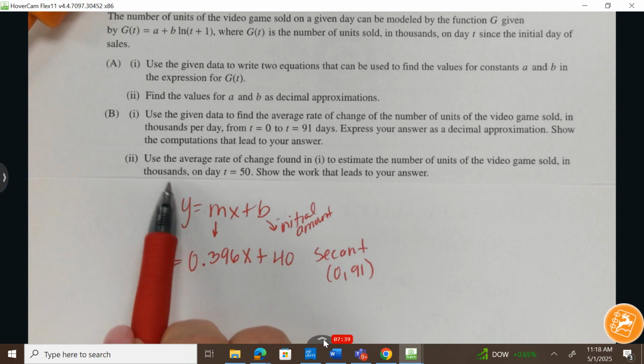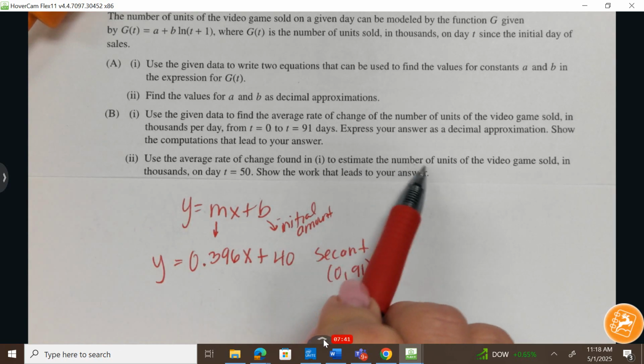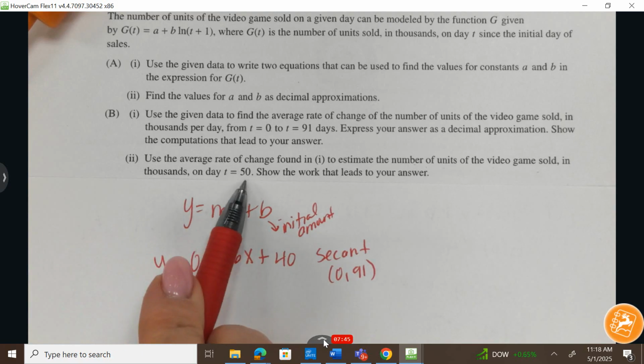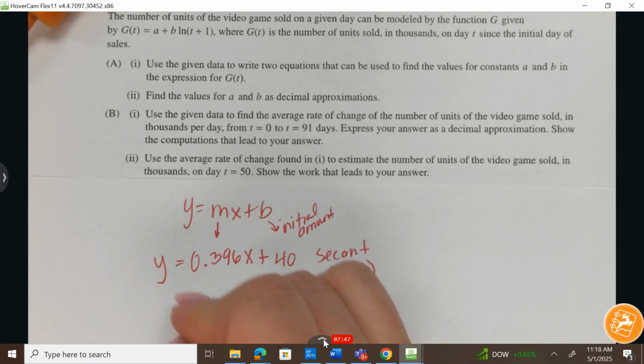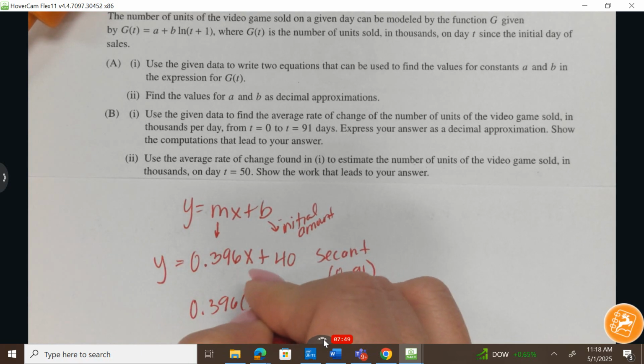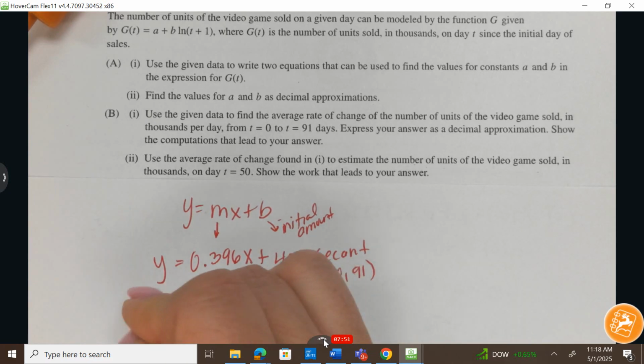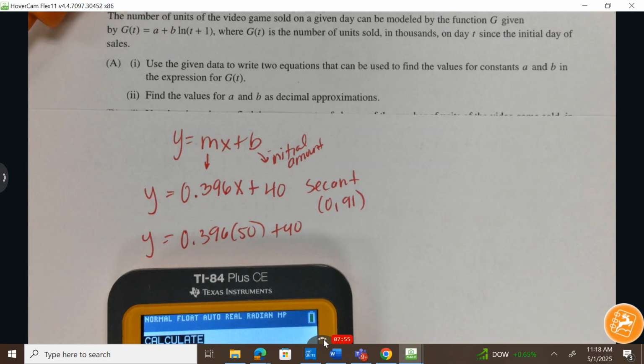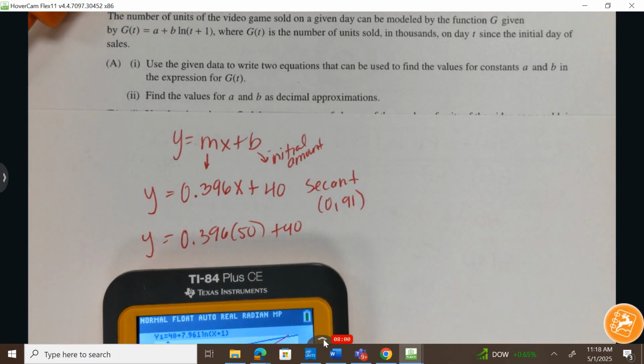Okay, now it says after you create this, estimate the number of video games that would be sold in thousands on the 50th day. So 0.396 times 50 plus 40. Okay, you ready? Now we can go ahead, and there's two different ways we can do it. One way is second trace value, and I can see it on day 50, and I want to go down to the red, so I think about 59.8 thousand.